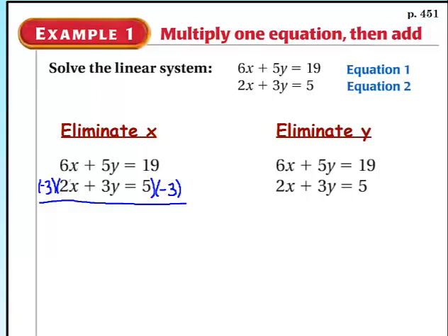So it's a good habit to rewrite the whole system. So I'm simply at this time rewriting the first equation. That's going to remain unchanged.